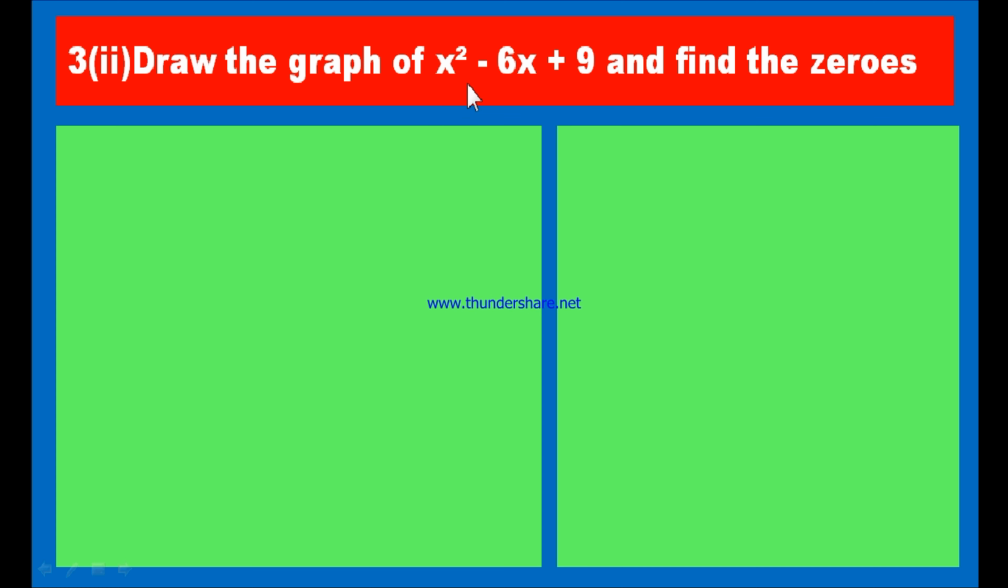Therefore, here you have to find the zeros of this polynomial x square minus 6x plus 9. Now, in the solution, let us assume that p of x is equal to x square minus 6x plus 9. Since it is a quadratic polynomial, we know that the graph of the quadratic polynomial is a parabola. Do you know what is the shape of the parabola? It may look like U shape. It will be like this. U-shaped curve is called a parabola.